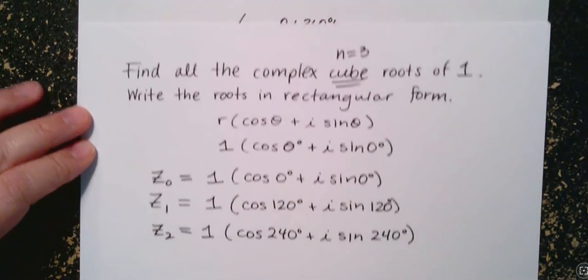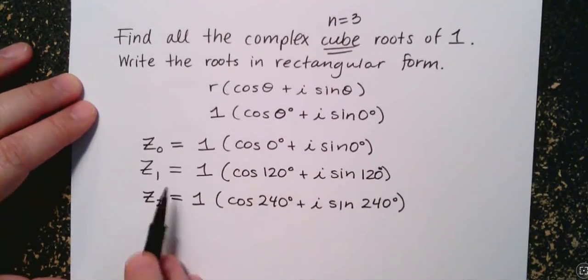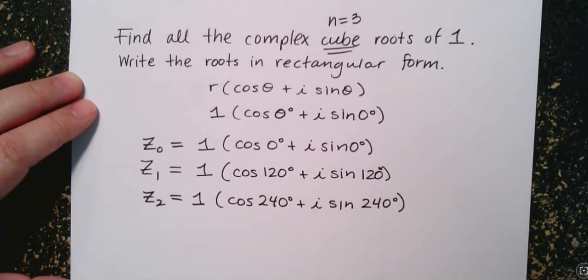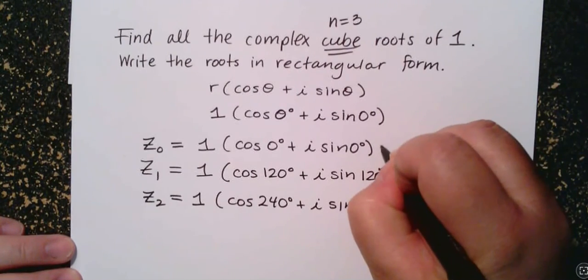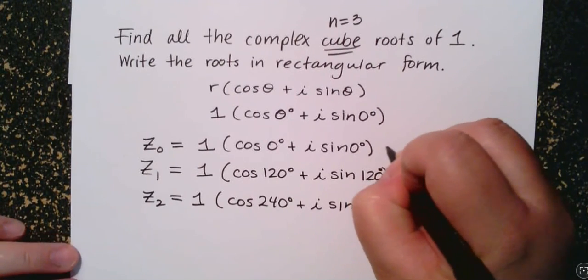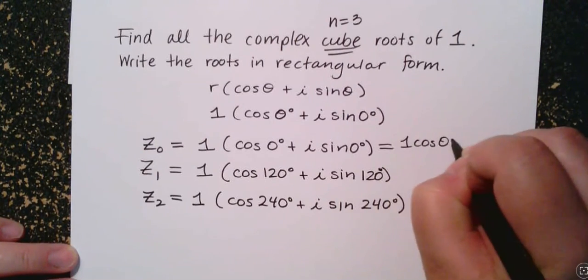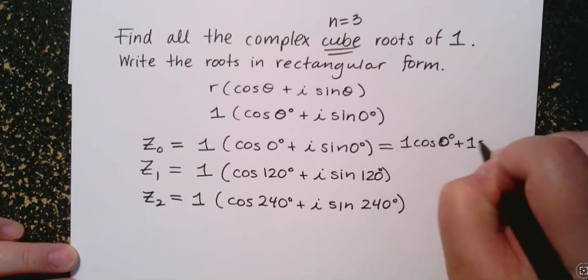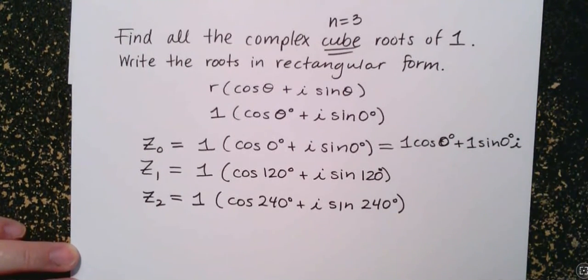Okay, so now these are my answers, but we were told to put these answers in rectangular form. So just like I was talking about in the last one, rectangular form here is basically, if you think about it, kind of like distributing the 1, which doesn't do much. It's like writing 1 times cosine 0, plus 1 times sine 0 times i. So this is basically a plus bi.